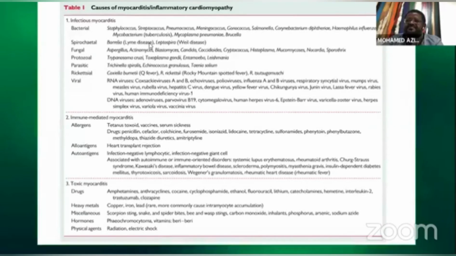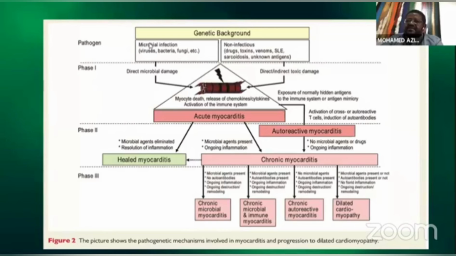Next slide, please. This is the pathogenesis. Based on endomyocardial biopsy, it is divided into 3 phases. I will not go into detail on this slide because it's very complicated, maybe for fellows, but we have phase 1, phase 2, and phase 3, whether it's caused by viruses or other causes. In phase 2, you can find that there is no virus PCR reported in the endomyocardial biopsy. Next slide, please.